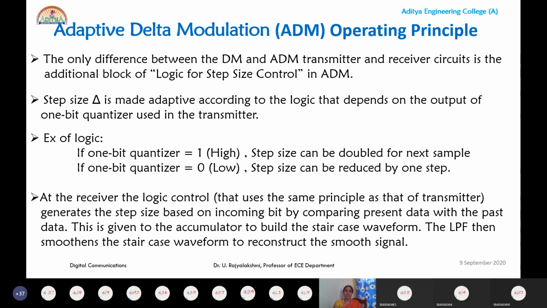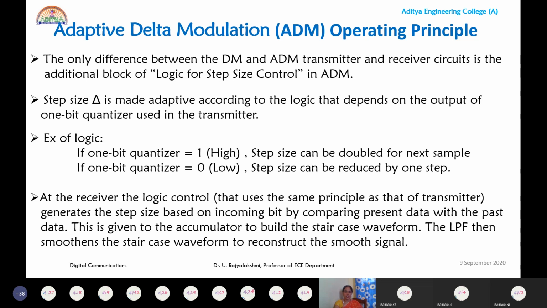Similarly, the same 1-bit logic control is used at the receiver. The same principle you should use here at the receiving section. So you have used some logic at the transmitter section, and the same logic you should implement at the receiving section so that you can recover x of t at the output properly.